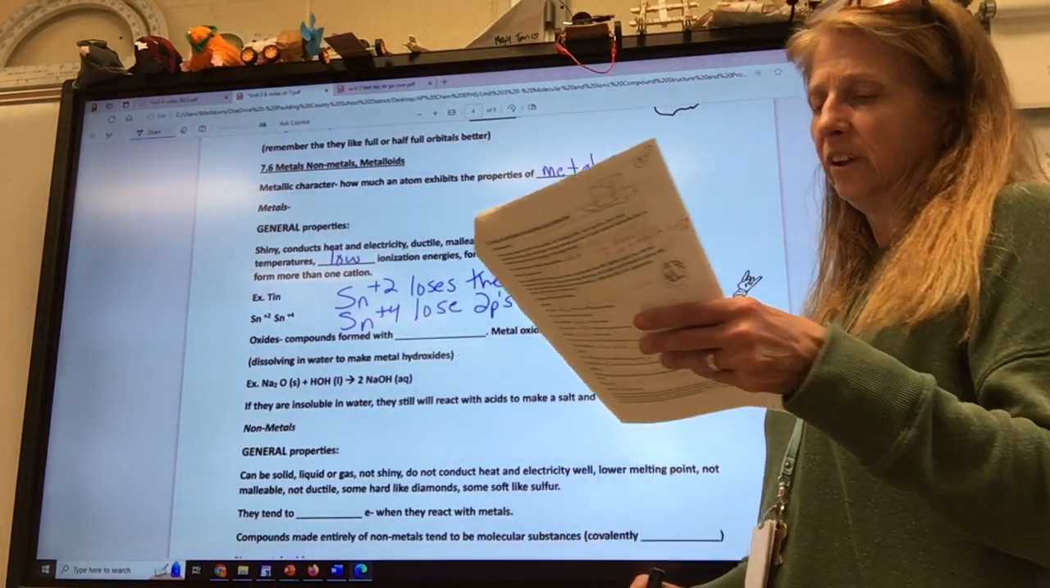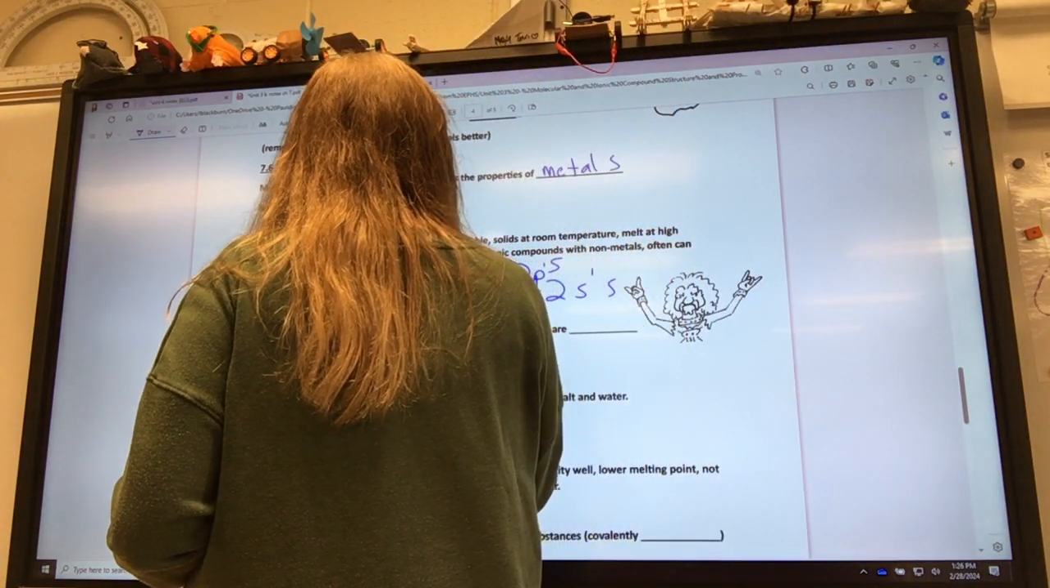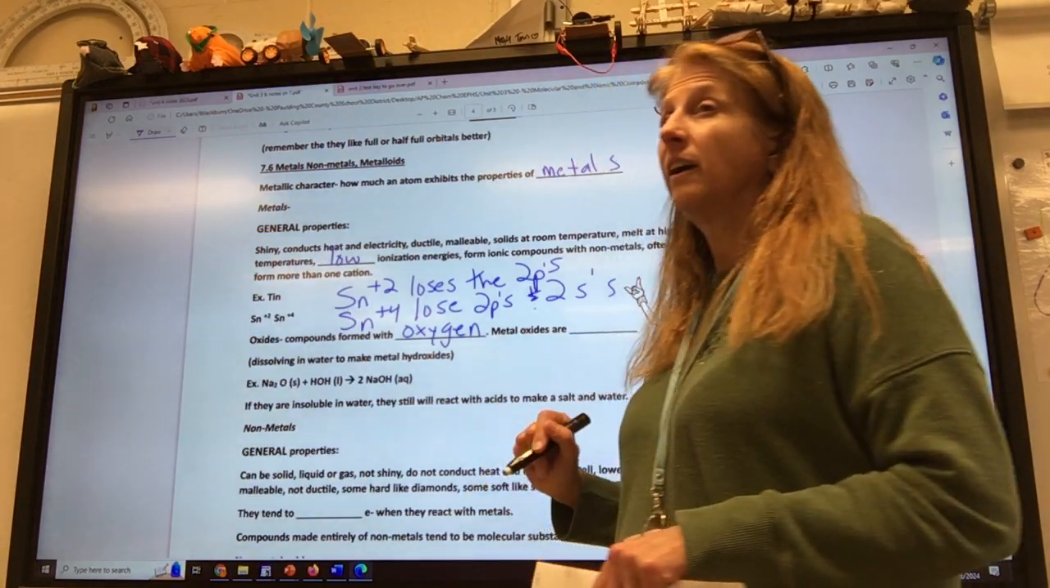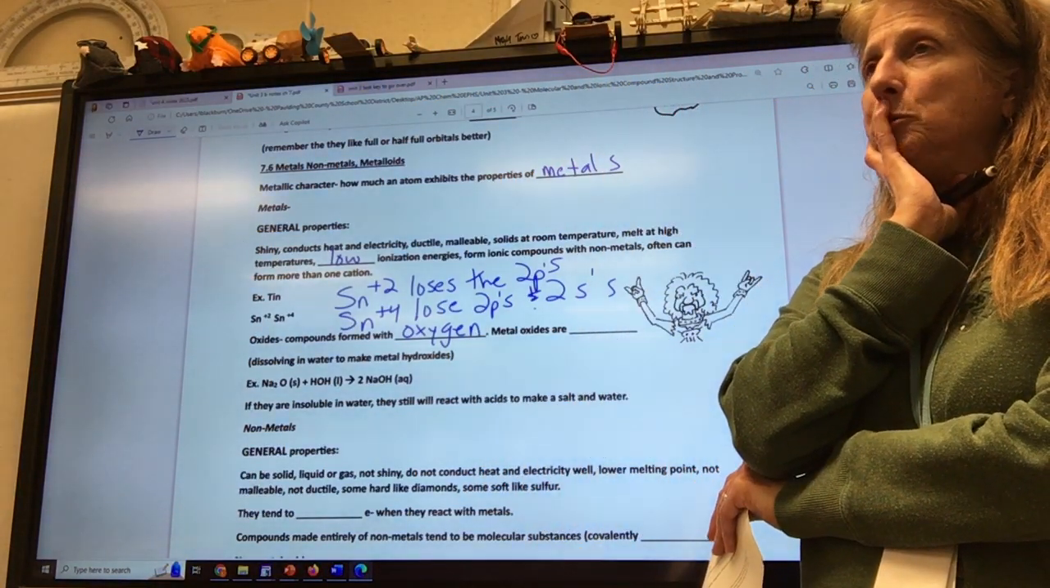Okay, oxides are compounds formed with oxygen. Very important. Miss Blackburn. Yes. The idea is that it doesn't want a charge, it just wants to be the ion.